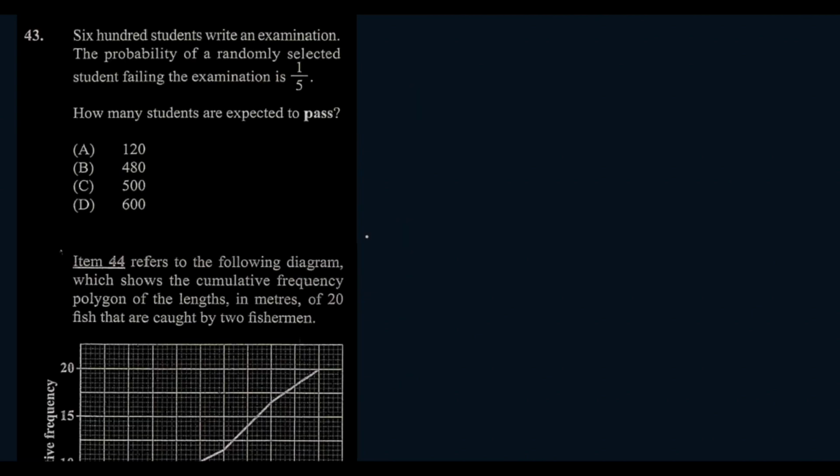1 over 2. So this says 600 students write an examination. The probability of a randomly selected student failing the examination is 1 out of 5. How many students are expected to pass? So we have 600 students. How we could work this out: first, we could figure out how many are expected to fail, and then subtract it from this, and we'll know how many we would expect to pass. So let's just do that then.